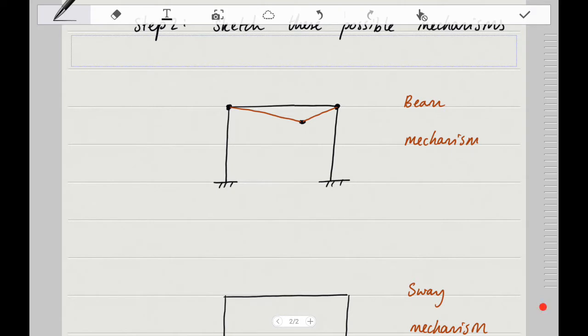Alright, so this is what the beam mechanism looks like. This is where your point load is acting. You've generated hinges on each of the top corners and one just under the point load, because this is where you're most likely to incur large bending moments, and so your plastic hinge will form here first. This type of mechanism is called a beam mechanism.